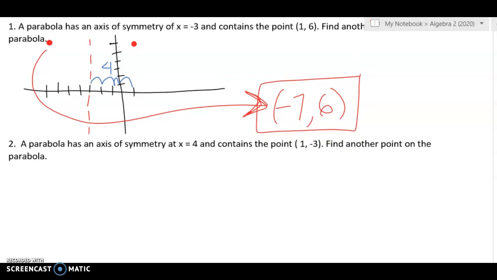Remember, parabolas are symmetrical. So if something's happening on the one side, it's also happening on the other side. Let's do another right below. The parabola has an axis of symmetry at 4, contains the point (1, negative 3). Find another point on the parabola.